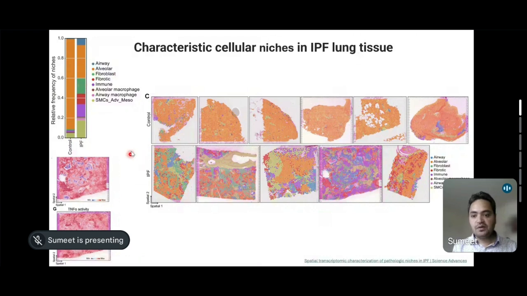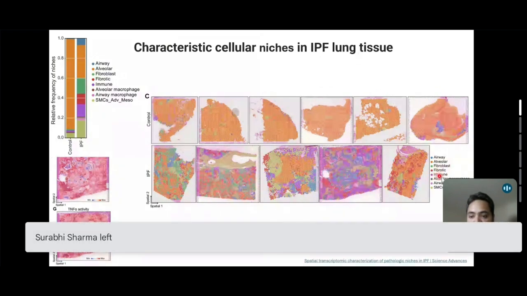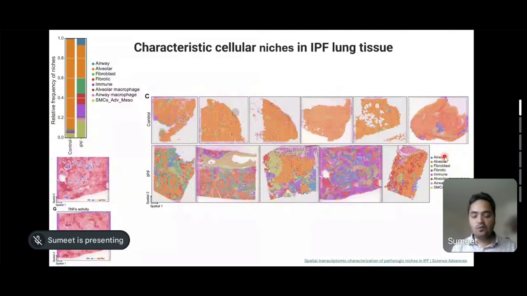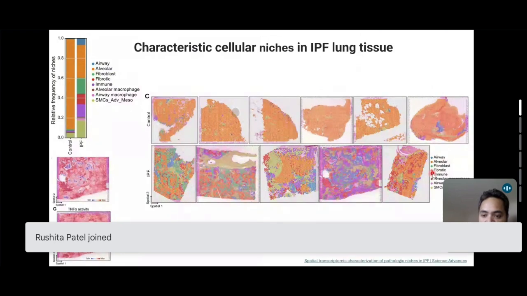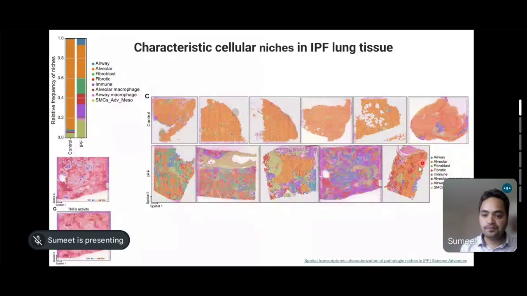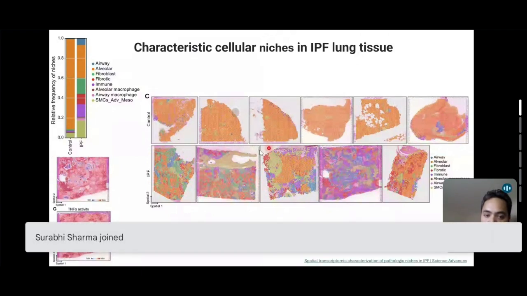What you can appreciate from this diagram here is this is again the control tissue. And now, because we can label every single spot with a specific cell type, you can see how and where your fibrotic cells or immune cells or airway epithelial cells, where exactly they are located. One of the very clear differences you can observe from this panel versus this panel is, in the bottom panel, you can see a lot of red color across the tissue. These are all fibrotic tissues. These red things, they are all fibrotic.